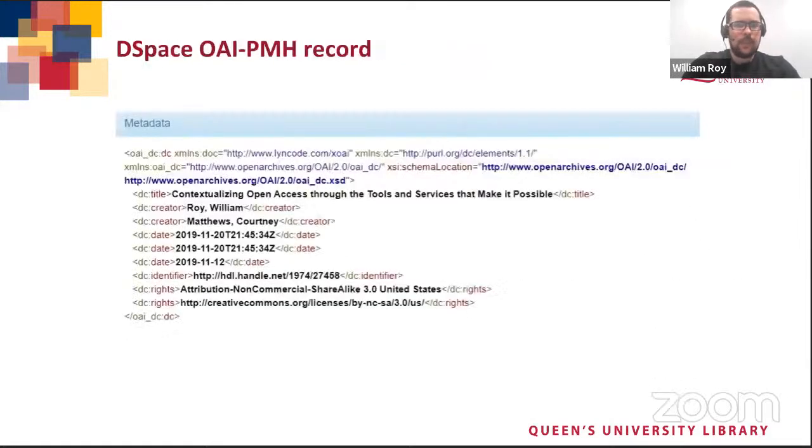So just a little example of that. Here is a standard record being displayed over the OAI PMH feed in our repository QSpace. And as you can see, the creator fields for my name and Courtney Matthews' name are in standard Dublin Core creator format. So a very simple flat XML representation there.